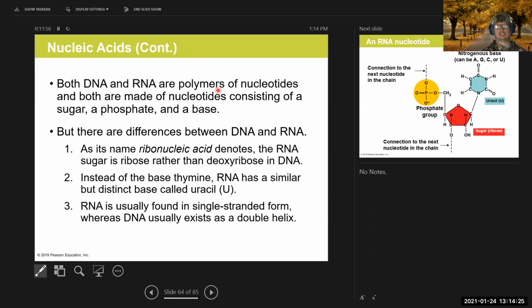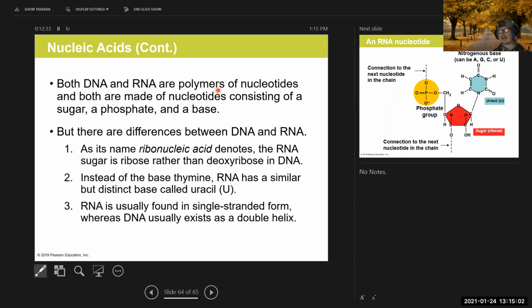And so like we mentioned, DNA and RNA are polymers of nucleotides. Both are made from single nucleotide monomers, and those monomers always have a similar structure: a phosphate molecule, a sugar molecule, and a nitrogenous base. For DNA, those nitrogenous bases were adenine, guanine, cytosine, and thymine. For RNA, those nitrogenous bases are adenine, guanine, cytosine, and uracil.